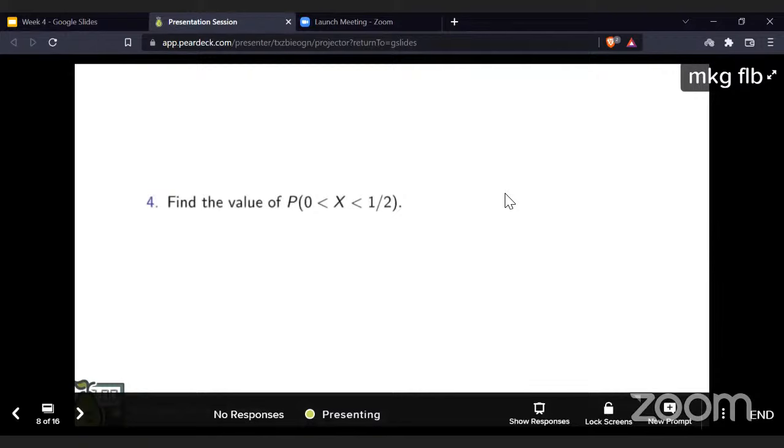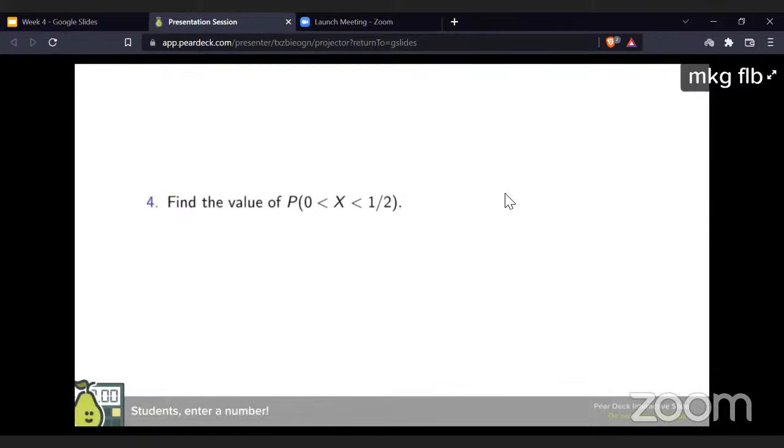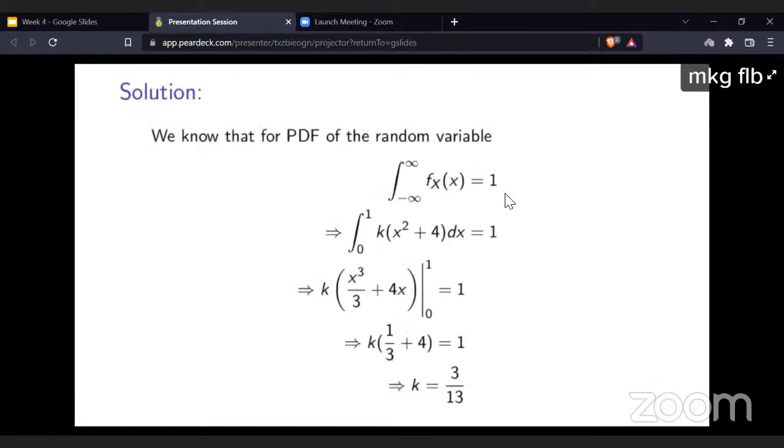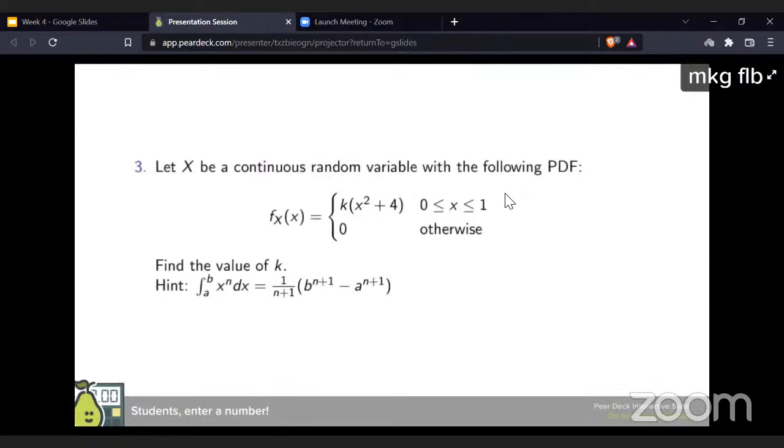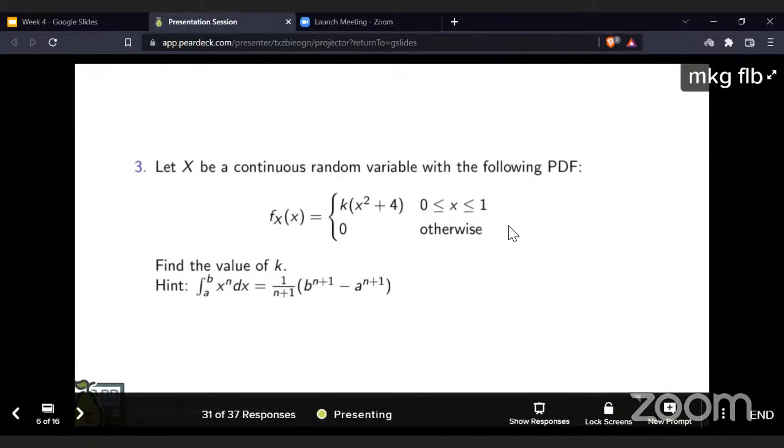Using the same PDF, you have to find the probability that x lies between 0 and 1 by 2. I will go back to the PDF. You can just have a look at it. Can you please show the question, ma'am?